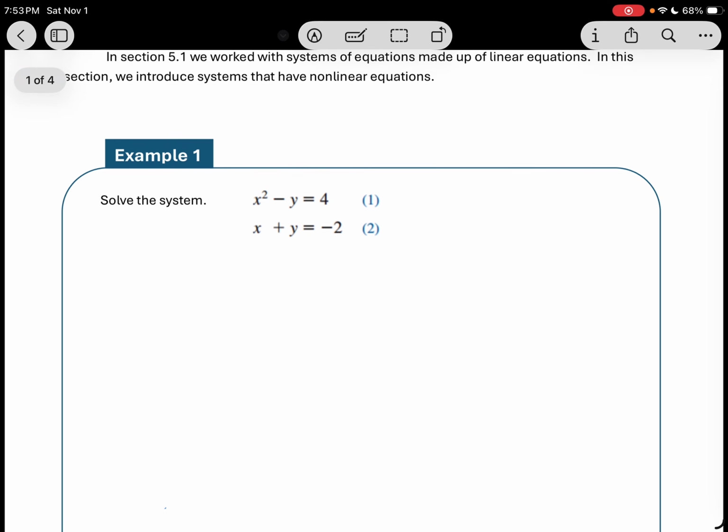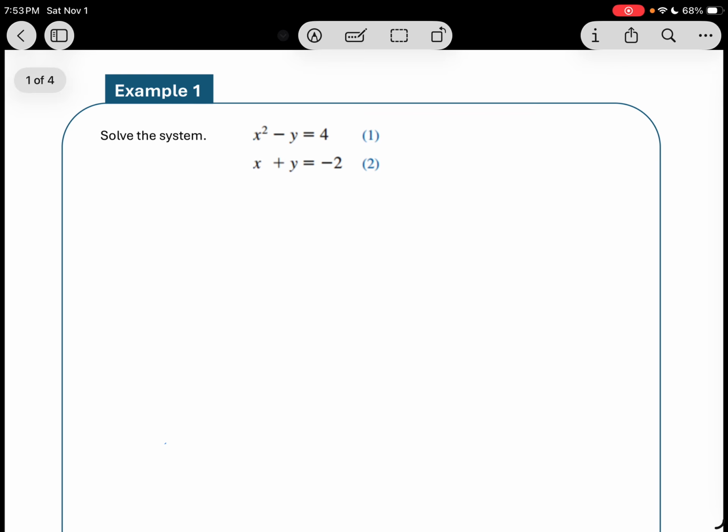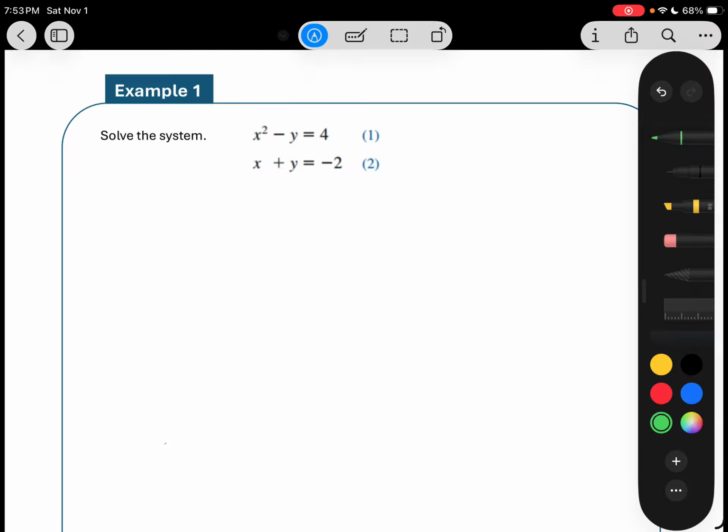For example, if you take a look at example 1, we have a quadratic equation with a linear equation. Luckily, some of the same strategies that we used in 5.1 will apply also to this one. So if we take a look at these two, let's go ahead and try substitution. I'm going to solve for y on this second equation, and we'll get y is equal to -2 minus x. And now I can substitute in -2 minus x into y in the top equation. So let's go ahead and do that.